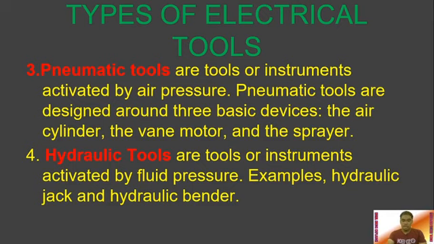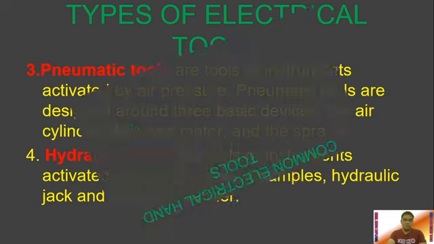Then the last type of electrical tool is hydraulic tools. These are tools or instruments activated by fluid pressure. Examples are hydraulic jack and hydraulic bender. Compared to pneumatic tools, hydraulic tools are activated by fluid pressure. So that is a hydraulic tool.